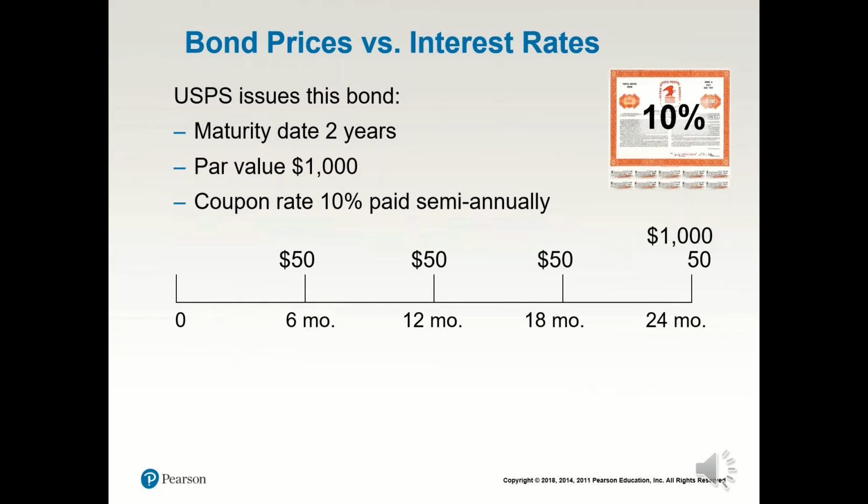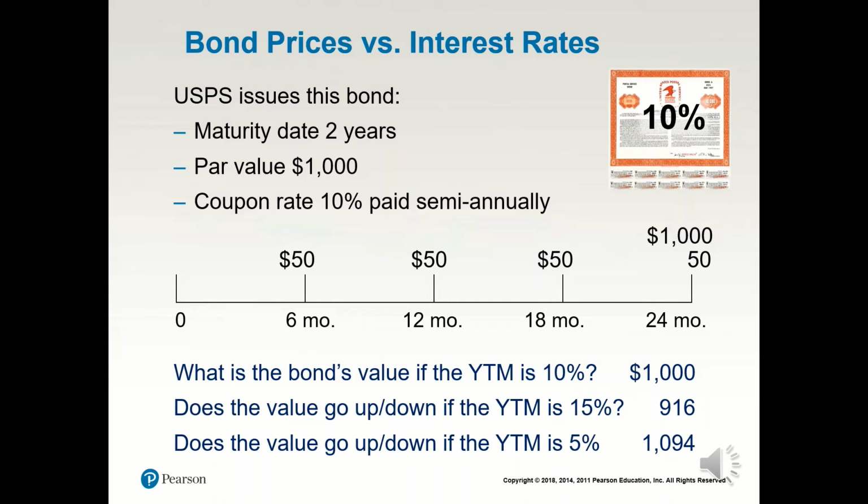Here we have a bond that matures in 2 years, has a par value of $1,000 that we will receive at maturity, and pays interest payments semi-annually at a rate of 10% per year. Let's see how the value or price of this bond goes up or down based on the yield to maturity in the market. The value of the bond with the yield to maturity of 10% is $1,000. The value is the same as the par value because the yield to maturity is the same as the coupon rate.